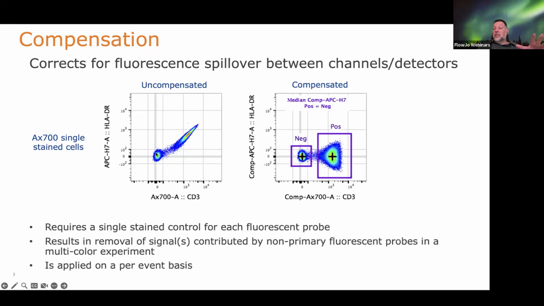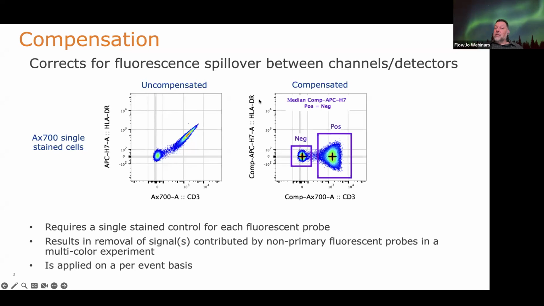And compensation is applied on a per event basis, right? So you apply a compensation matrix that shifts each event based on that matrix into a new position. And you should always be analyzing the compensated parameters in FlowJo. They are denoted by a comp prefix in front of the detector name.